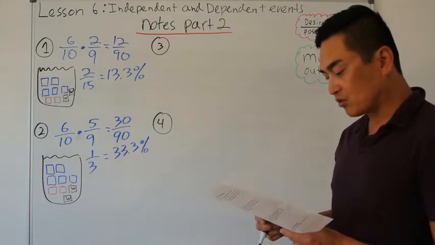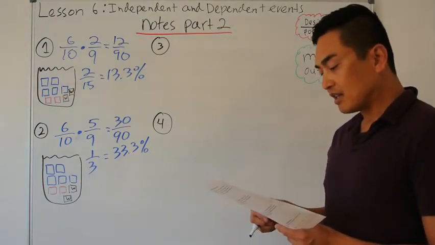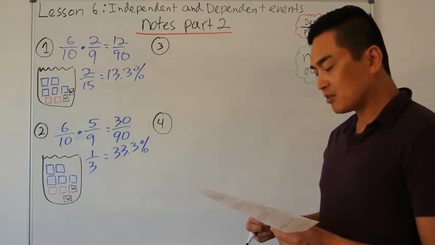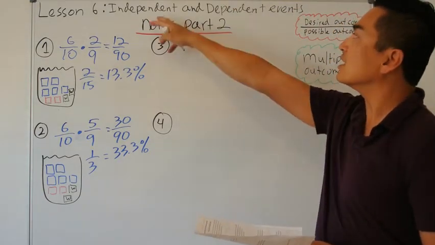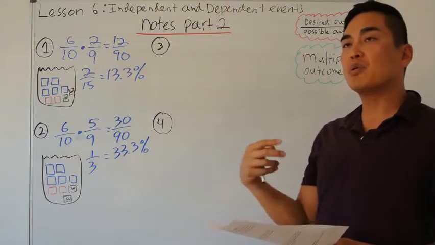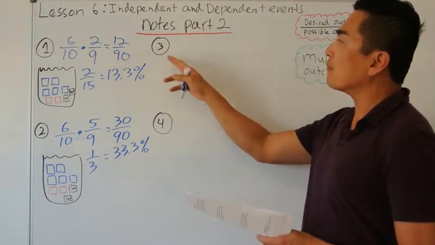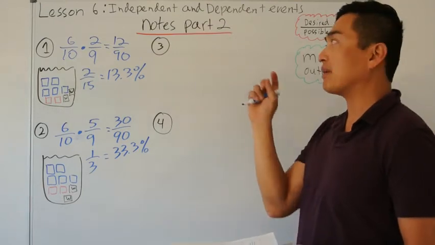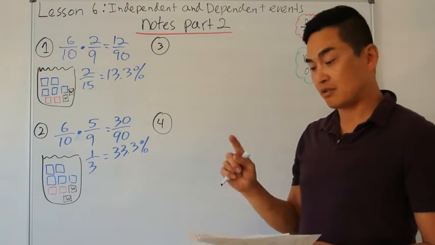Number 3, your drawer contains 10 red socks, 6 blue socks. It's too dark to see which are which, but you grab 2 anyway. What's the probability that you get 1 of each? So again, you got to know the difference between independent and dependent. This one you're not putting anything back. But this one you're grabbing 2 at the same time, so you're not putting anything back, so that becomes dependent. That's a little bit tricky, so you got to know the difference between those two.